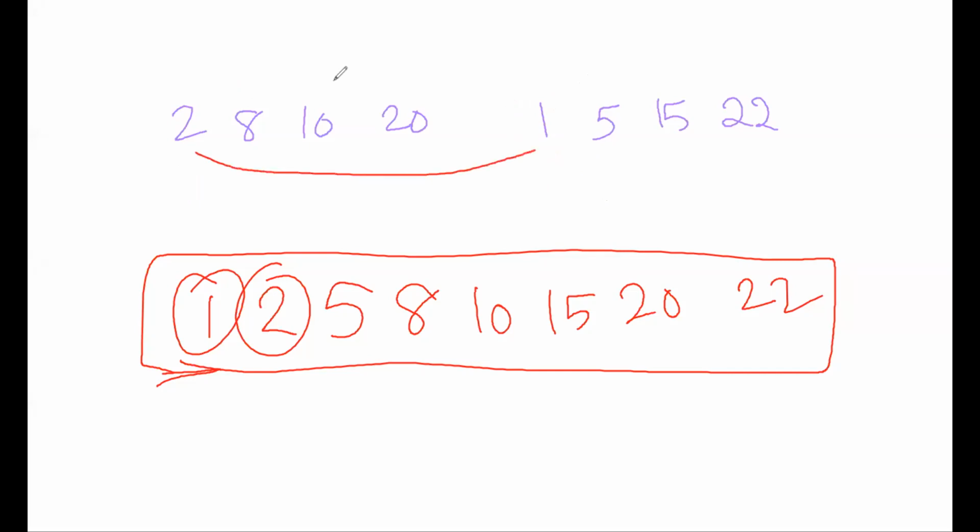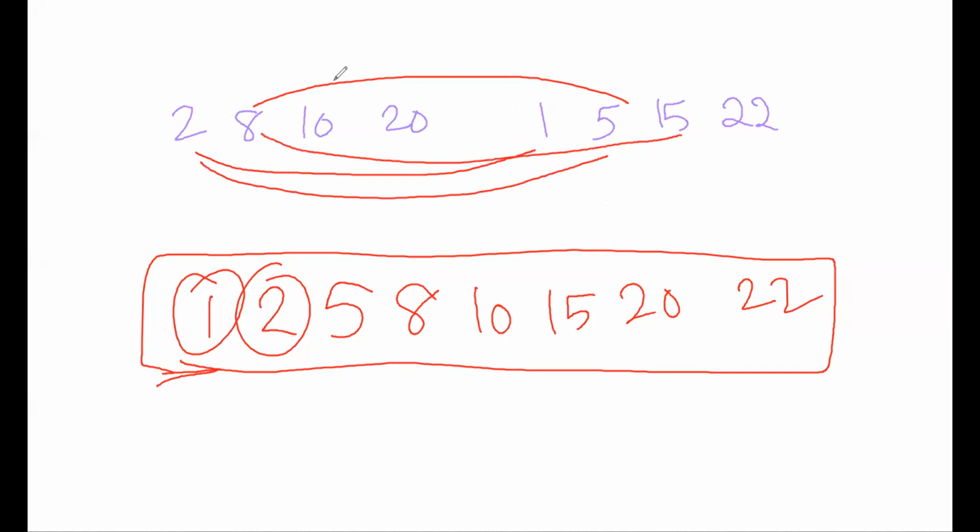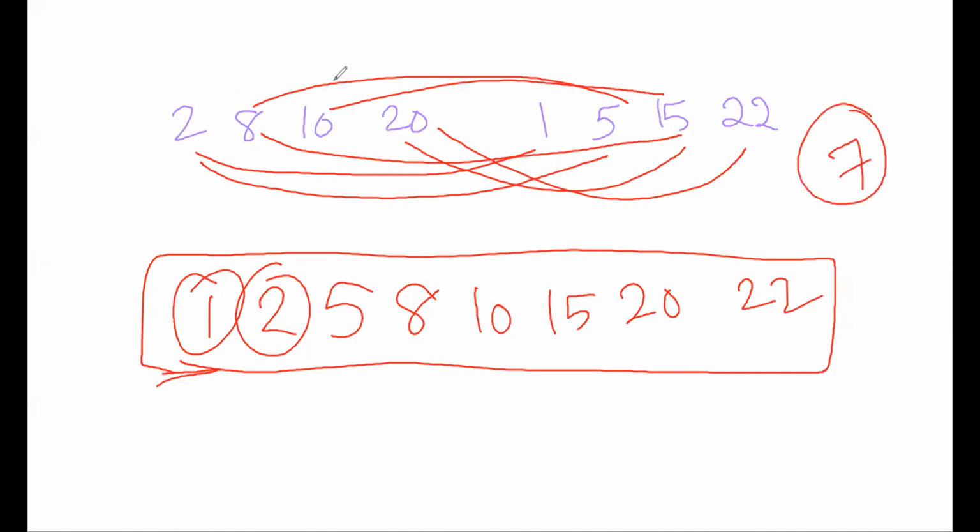Okay. 2 with 1, 2 with 5, 8 with 5, 3, 8 with 15, 4, 10 with 15, 5, 20 with 15, 6, 20 with 22, 7. So 7 comparisons and 22 came in place itself. So at the most, n comparisons.